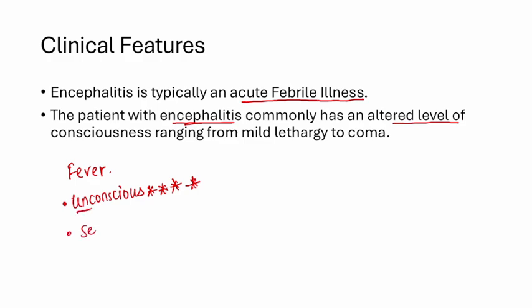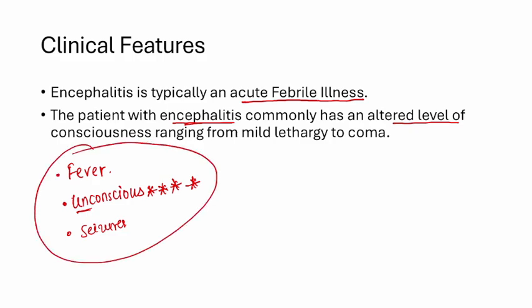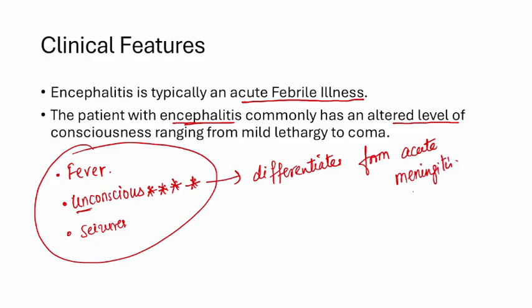Third is seizures. So these three features one must never forget: fever, unconsciousness, and seizures. And unconsciousness will differentiate it from acute meningitis, right? So this is very important to remember.